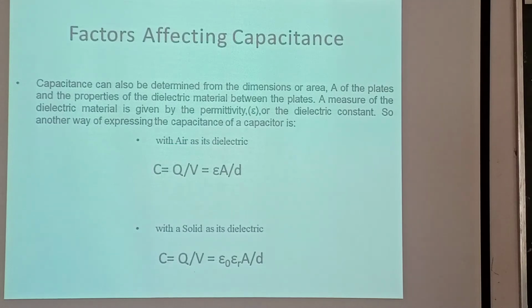So, factors affecting the capacitance. As we have shown, capacitance C is equal to Q by V. So the factors mainly affecting the capacitance are electric charge, voltage, and permittivity. With air as its dielectric, the capacitance formula is C equals Q by V equals epsilon A by D. And with a solid as its dielectric, it is epsilon naught epsilon R into A by D.